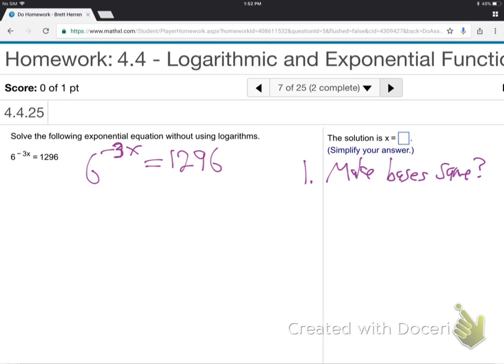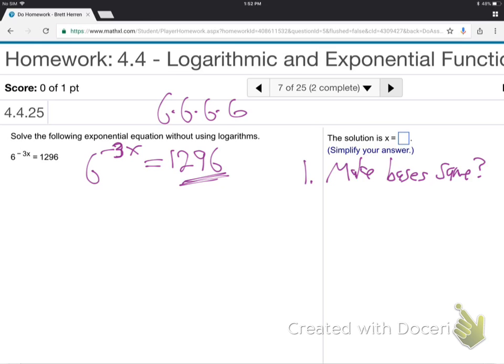I don't expect you to just know off the top of your head, oh yeah, 1296, I know that's 6. But just try stuff. Just try 6 times 6 times 6 times 6 on your calculator. See if you get 1296, or if you go past it, then you know it's not going to work and we'll have to do the log trick instead.